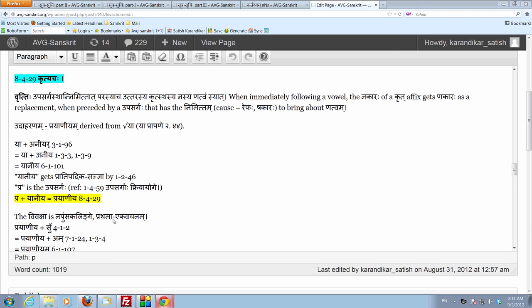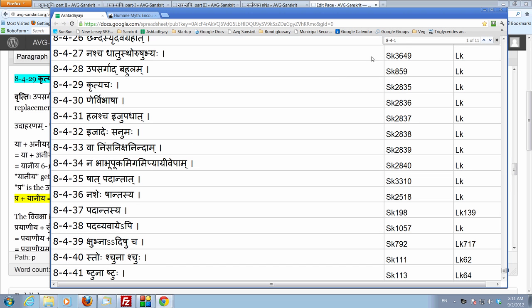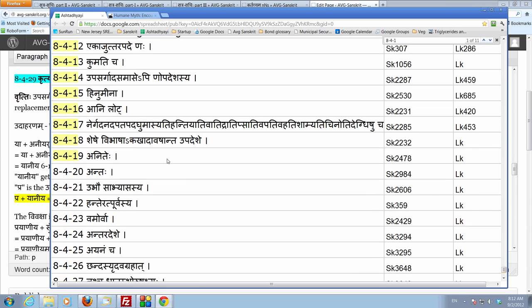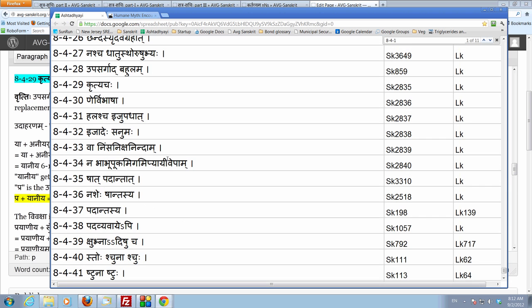Now we are familiar with this section which runs from 841 up to 8439. That's the section for Natvam. Natvam means the replacement of a nakara by a nakara. That is the adhikara that starts with Ra Shabhyam Nonas Samanapade, which we are very familiar with. It ends at 8439.